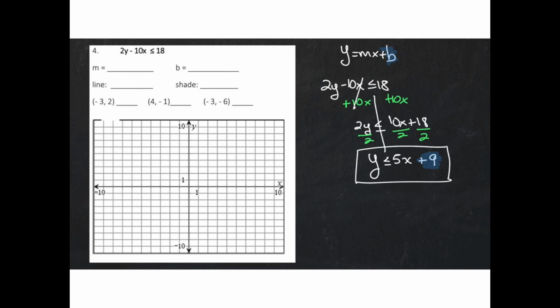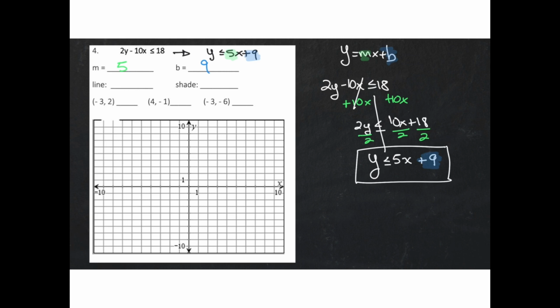So if you want to see it this way, we can see that this actually became, or it transformed into y less than or equal to 5x plus 9. So my y-intercept is 9. And my slope is 5. Okay. Very good.